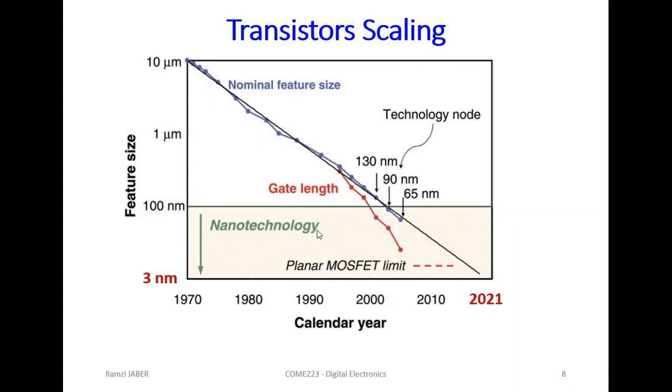VLSI. So in nanotechnology, the size of the transistor was 10 micrometer. After the year 2000 it becomes 100 nanometer, 65 nanometer, 32 nanometer. Till today, in this month, the company Samsung released a 3 nanometer transistor. The first company in the world, Samsung, released the first 3 nanometer transistor. Okay.